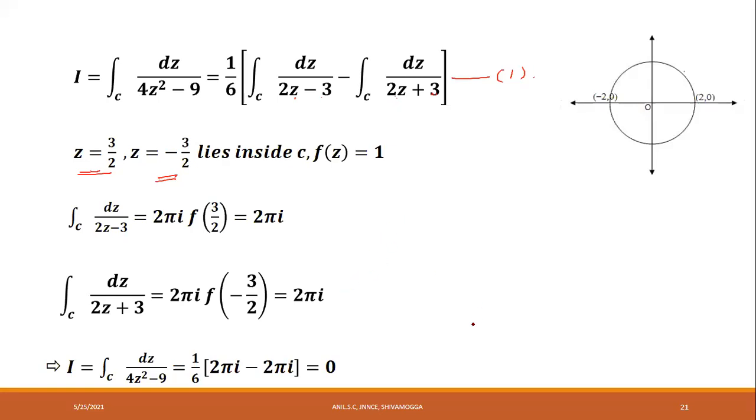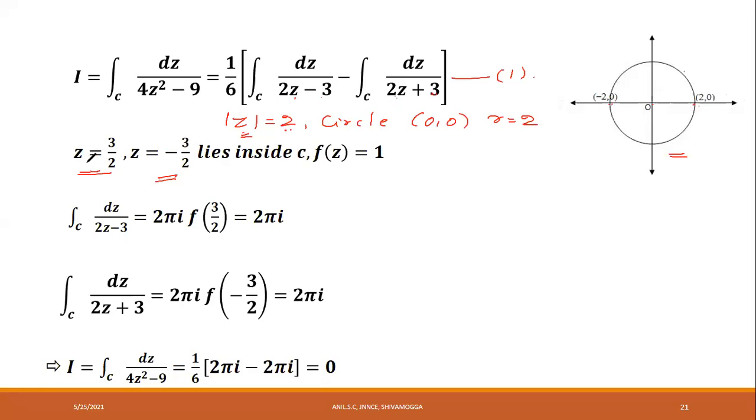What is this mod z is equal to 2? This is a circle whose center is 0, 0. Mod z is equal to 2 represents a circle whose center is 0, 0 and radius 2 units. Construct such a circle whose center is at origin and radius 2 units. Since radius is 2 units, coordinates of this point are 2, 0 and this point are minus 2, 0.